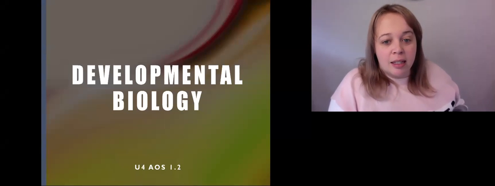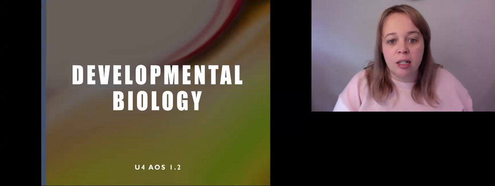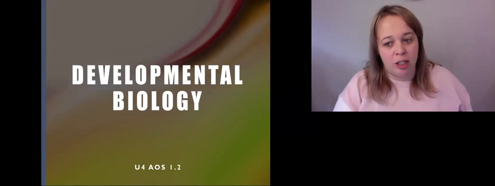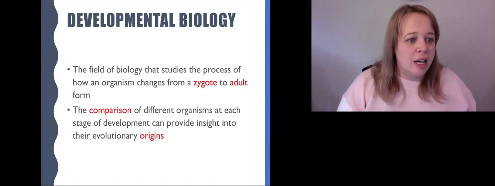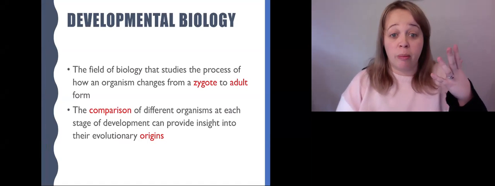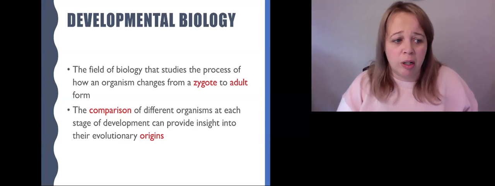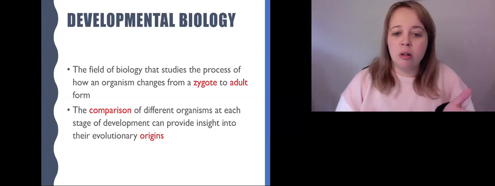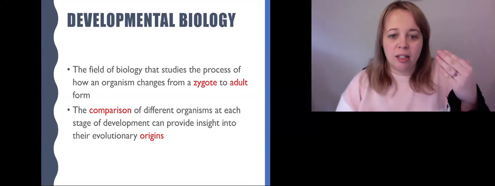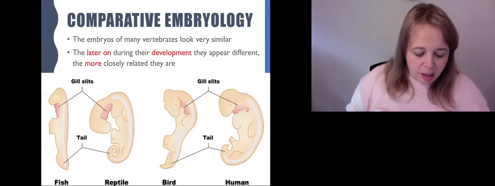Okay, my last video is really fast. This is the last way that we can look at evidence for evolution: the field of developmental biology. This is the field of biology that studies how an organism changes as it goes from a zygote through to an adult form of the organism itself. And by comparing the way that different organisms look throughout their development, we can actually see evolutionary origins. I'll show you some pretty cool images to highlight that.